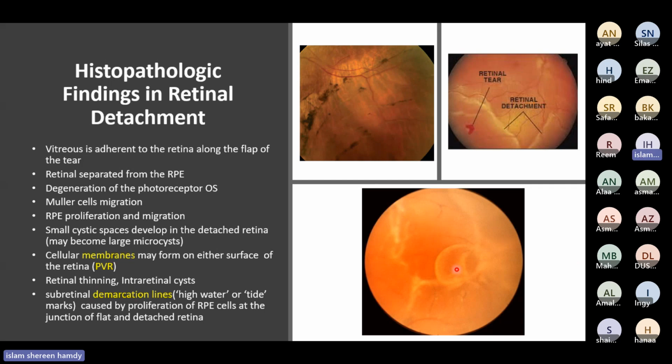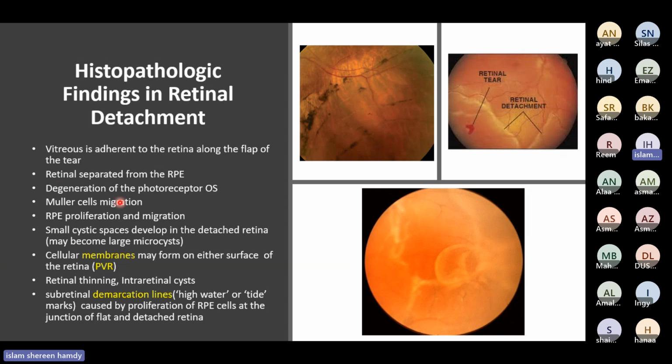If we move to the histopathological findings in rhegmatogenous retinal detachment, we will find that the separation occurs between the neurosensory retina and the retinal pigment epithelium. So the retinal pigment epithelium is still adherent to the choriocapillaris, and the vitreous is adherent to the retina along the flap of the tear. So the vitreous is still adherent to that point. And we have the separation of the retina from the retinal pigment epithelium.